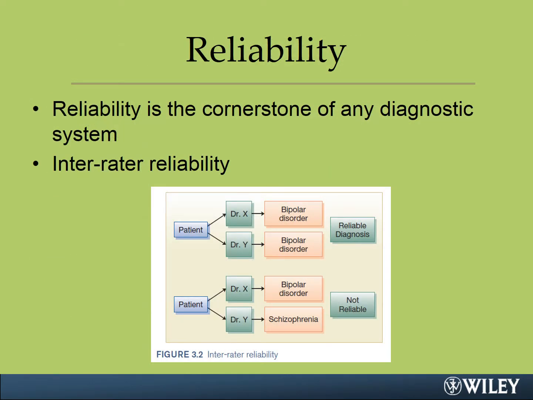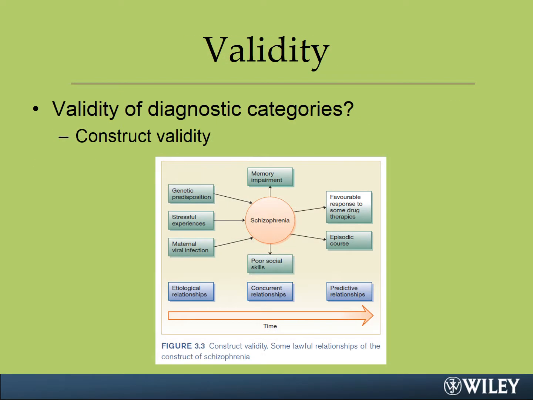Reliability. Reliability is the cornerstone of any diagnostic system. Inter-rater reliability. Validity. Validity of diagnostic categories. Construct validity.